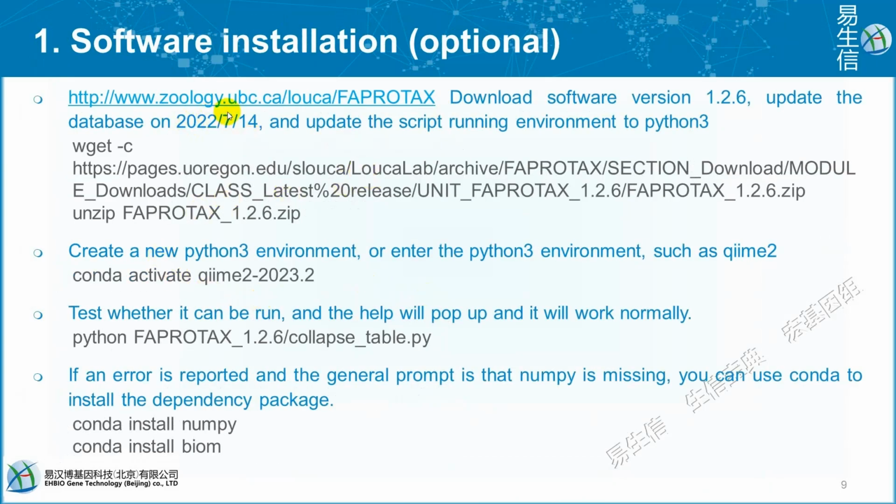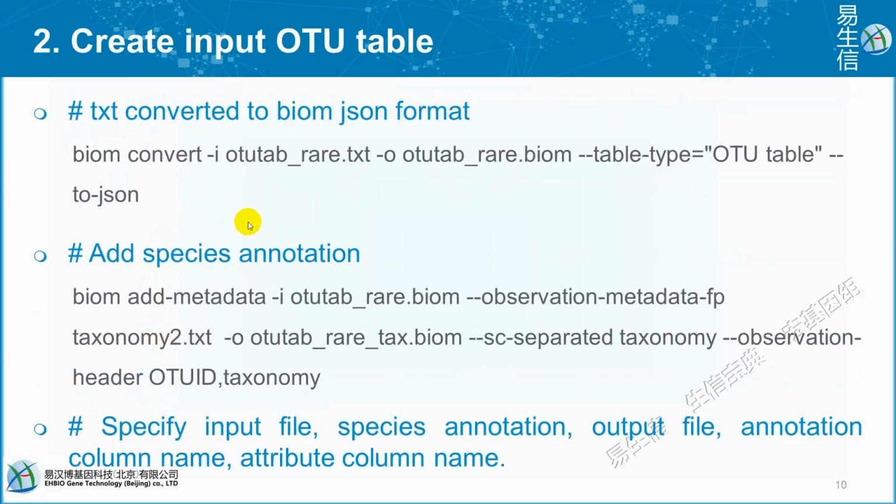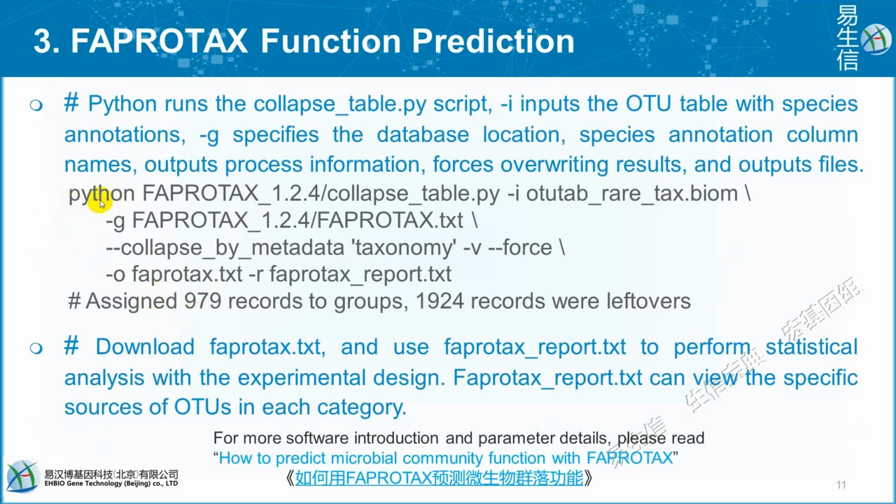If you are using ImageGP, we have to download FAPROTAX from this link. Just click it and it will take you to the FAPROTAX website. If you are using a Linux server, then you just execute this command and it will automatically download it. Then we activate the Conda environment, which activates QIIME2, and execute all these commands turn by turn. We create the input OTU table by executing this command, generate the species annotation, specify the input file, species annotation, and output file, and then execute this code.